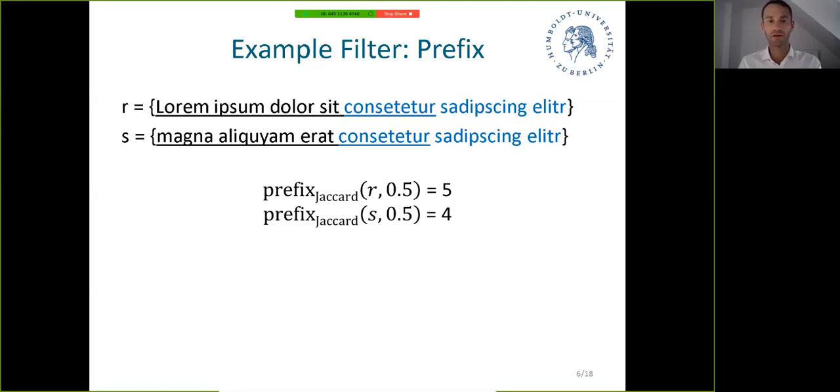And we can see already that they share one common token in both prefixes. And this is already the necessary precondition that these two records are similar. They have to share at least one common token in their prefixes. Otherwise, we can safely ignore this pair because it cannot be similar.